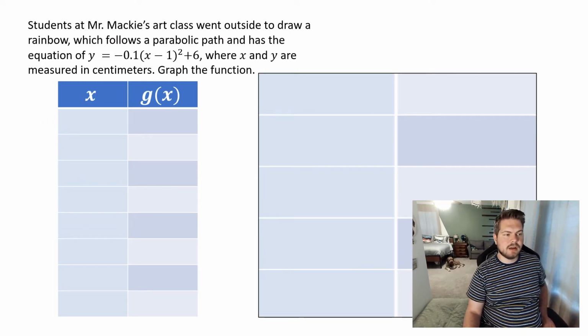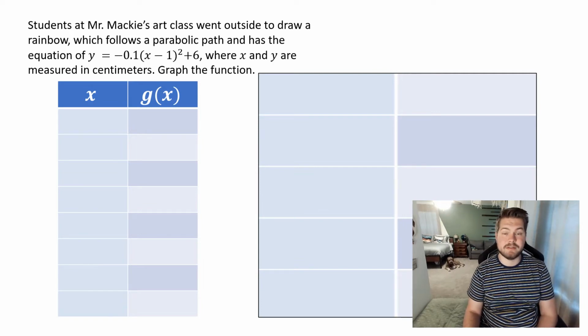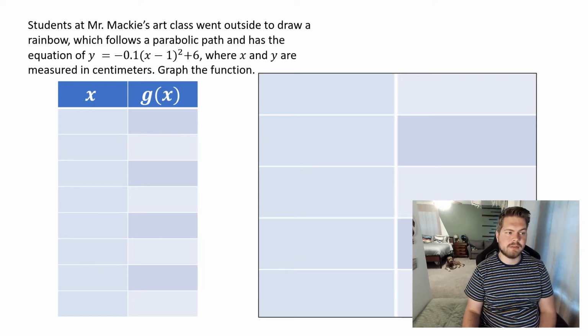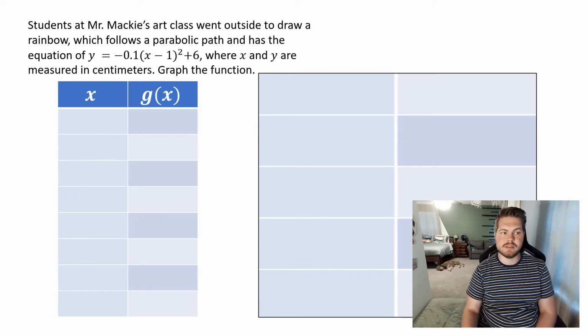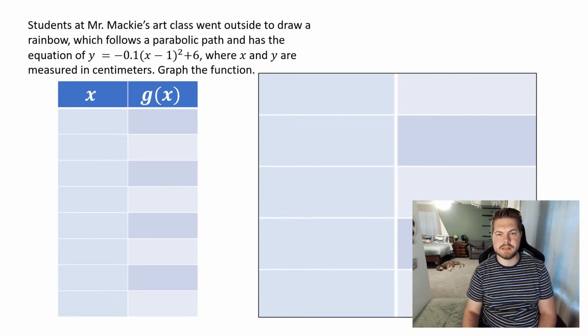So this one, a little less fun because you can see already we're not given a perfect formula. You're going to probably have to use a calculator for this one. So students in Mr. Mackey's art class went outside to draw a rainbow, which follows a parabolic path and has the equation of y equals negative 0.1 times x minus 1 squared plus 6.